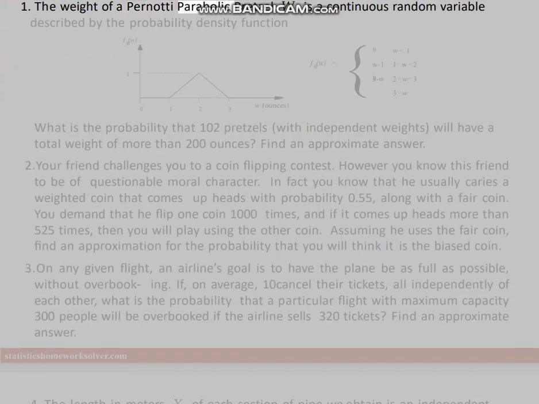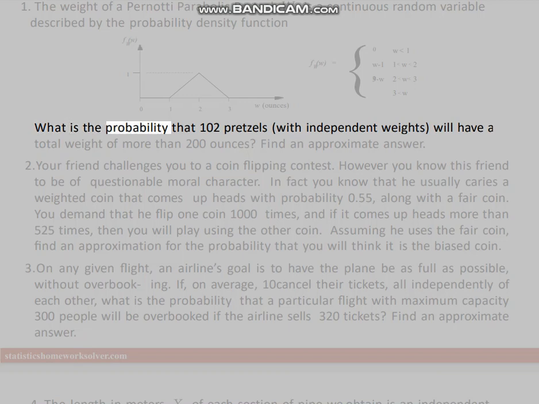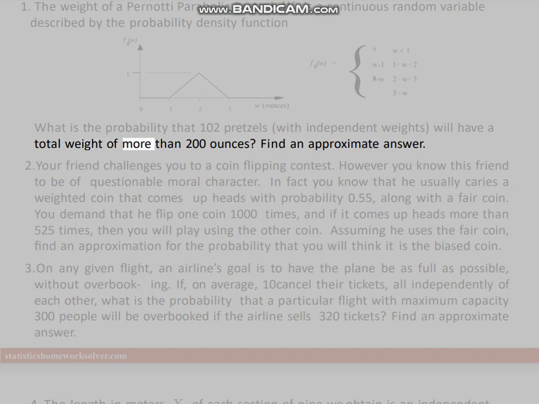1. The weight of a Prandtl parabolic pretzel, W, is a continuous random variable described by the probability density function f_W(w), with pieces on 0 ≤ w < 1, 1 ≤ w < 2, and 2 ≤ w < 3, where w is in ounces. What is the probability that 102 pretzels, with independent weights, will have a total weight of more than 200 ounces? Find an approximate answer.